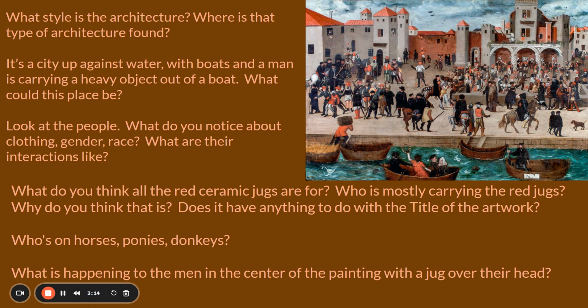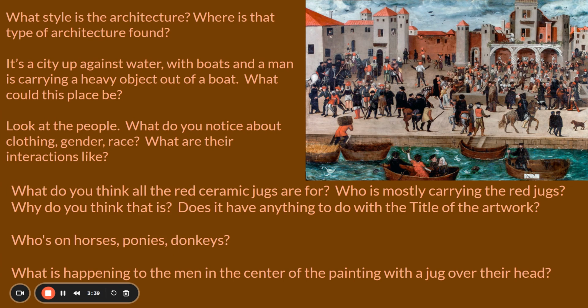So we need to start putting together what we think is going on here between the land and the water. And then, of course, you need to look at the people, and there's a lot of people to look at, so this takes time. But ask yourself these questions. What do you notice about, first of all, clothing? How about gender? And definitely race.